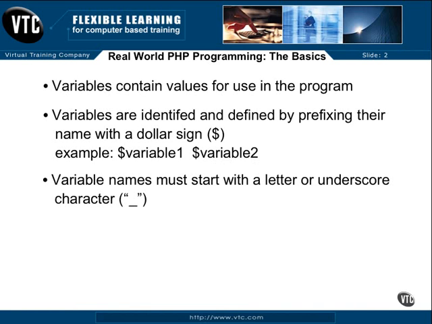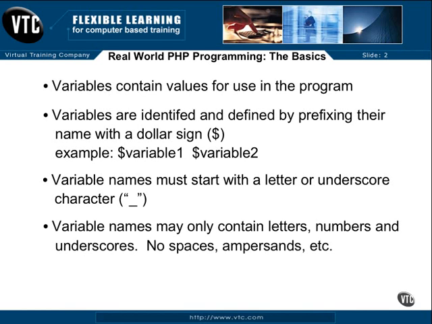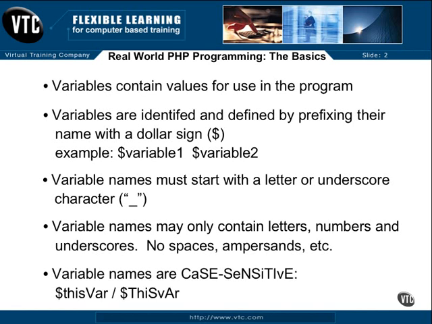First, the name must start with either a letter or an underscore. You cannot start the variable with any other character. Second, the variable can contain only letters, numbers, or underscores. No spaces, no ampersands, percent signs, etc. Only letters, numbers, and underscores. Variables are case sensitive. So this var and this var are two different variables.